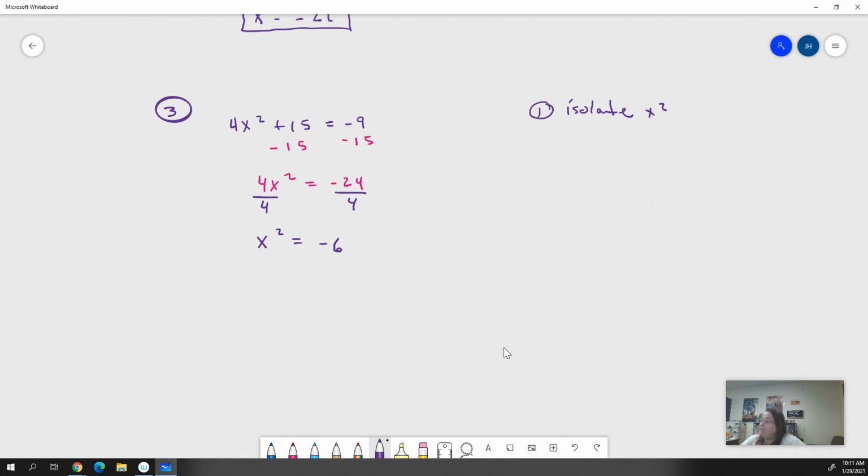Now, the last thing that I have to do is take the square root of both sides. And when I do that, here I am left with x. And here I am just going to be left with plus or minus i times the square root of 6. I can't break down 6 any further.